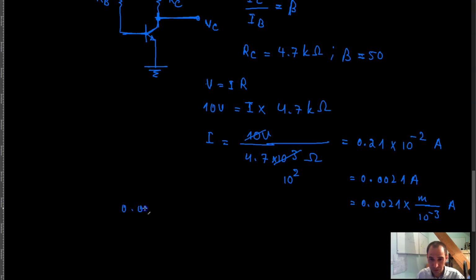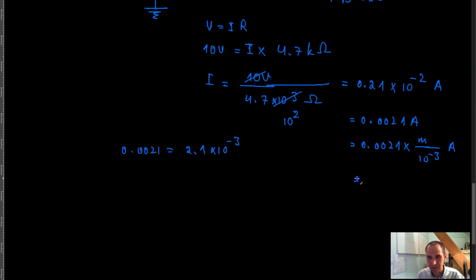So 0.0021, I can write it as, essentially move this 3, basically 2.1 into 10 raised to the power negative 3, right? That's correct. So I can write this as 2.1 into 10 raised to the power negative 3 into milli over 10 raised to the power negative 3 amps, and these two will cancel out, so that's 2.1 milliamps.